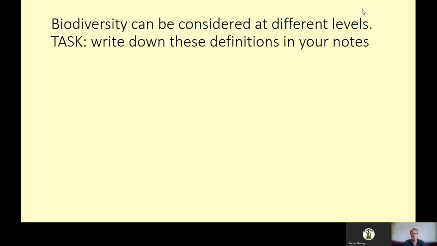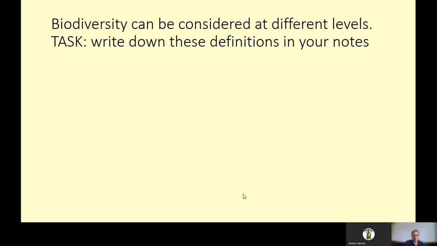is, we're talking about biodiversity at various levels. Now, you would have studied biodiversity a little bit at GCSE level, and talked about how an ecosystem is particularly diverse, as we said, because it's got lots of different species. But actually, biodiversity can be considered at several different levels. So there are some definitions that we need to write down.